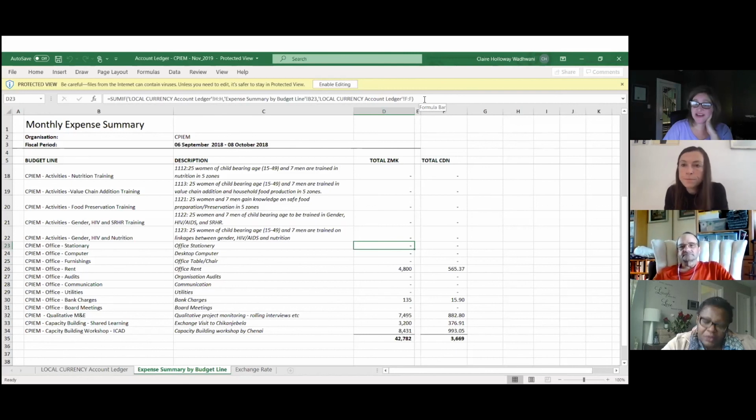I am actually a big fan of doing things in Excel for this reason. Unless you're dealing with really large amounts of money or you have a requirement by a funder to be using an accounting software, I think doing things in Excel on a reasonable scale is actually a good way to do it because it gives you so much flexibility.